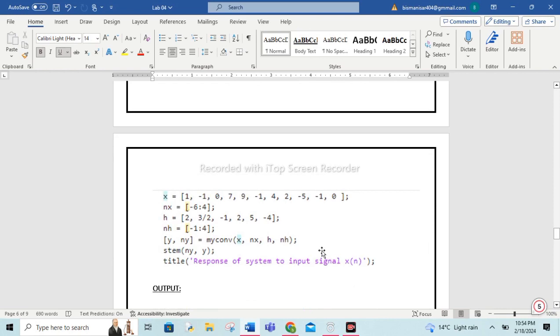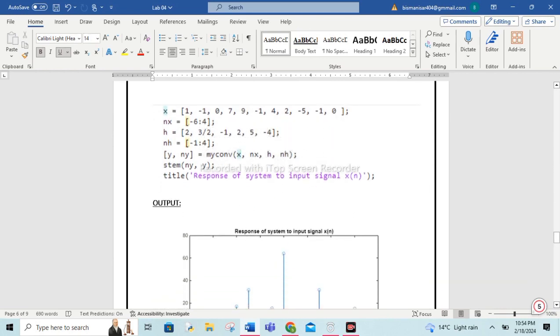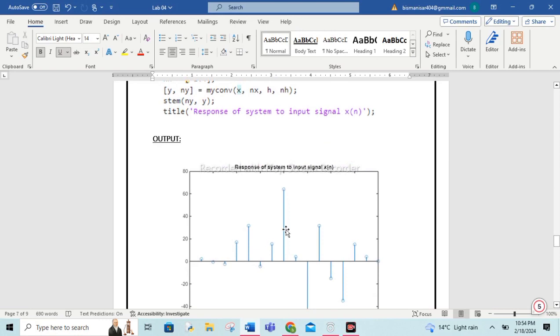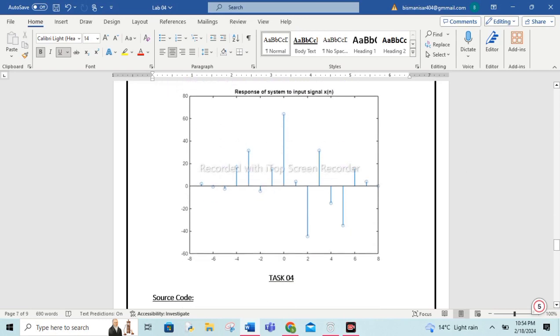Response of a system to input signals title. The output we have is the response of the system to input signals, shown in figure.